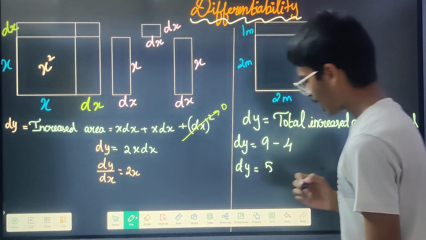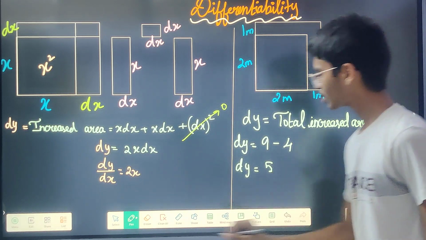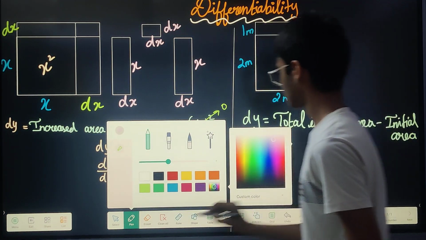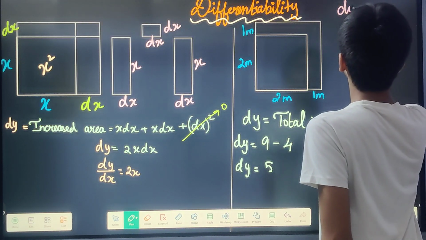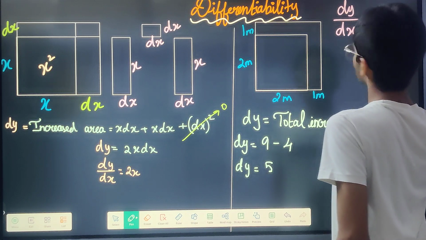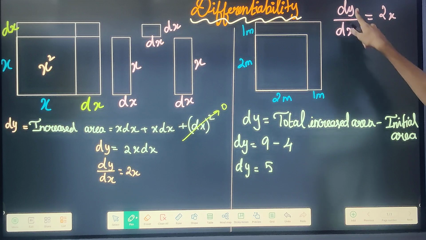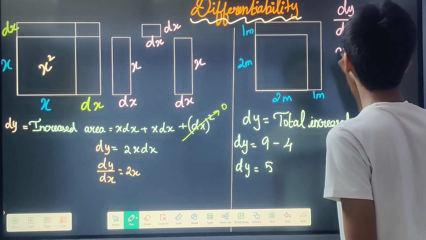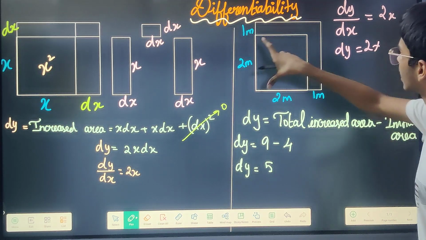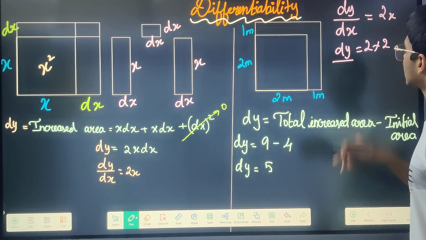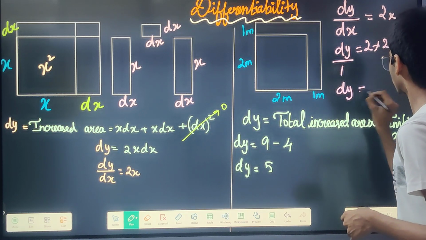Now we will calculate that by using the formula. What formula do we have here? We have this formula, right? We will put this over here: dy by dx is equal to 2x. You don't know dy, you have to calculate dy only. So dy is equal to 2 into x. What is x? x is going to be this length, which is 2. And dx is going to be the increased length. As I said, it is going to be 1. So dy is equal to 4.